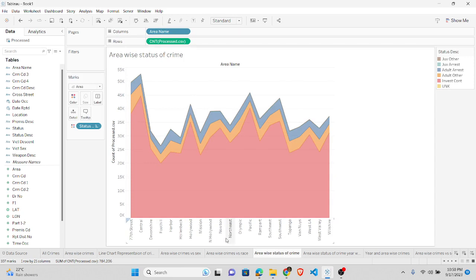And then finally, we look at the area-wise visualization of crimes versus the status of a crime. From this, we can see that the red region is significant. The red region indicates that the crimes are still under investigation, which shows that the majority of the crimes in almost all the regions are still under investigation, with a very small portion of crimes actually being solved.